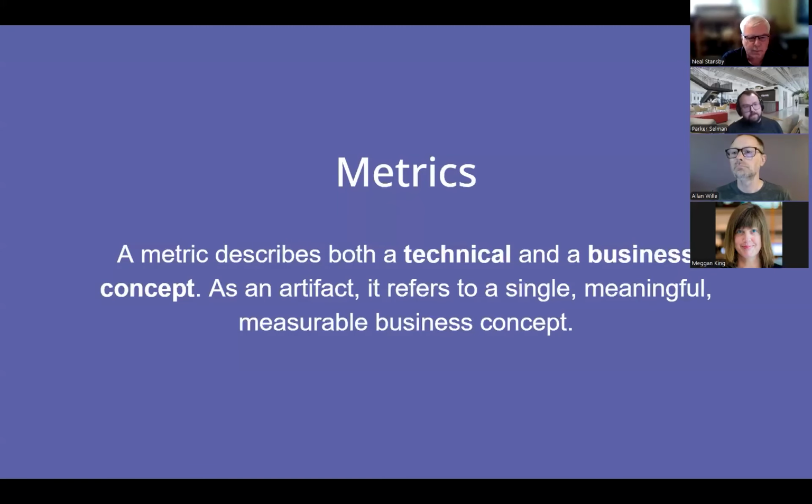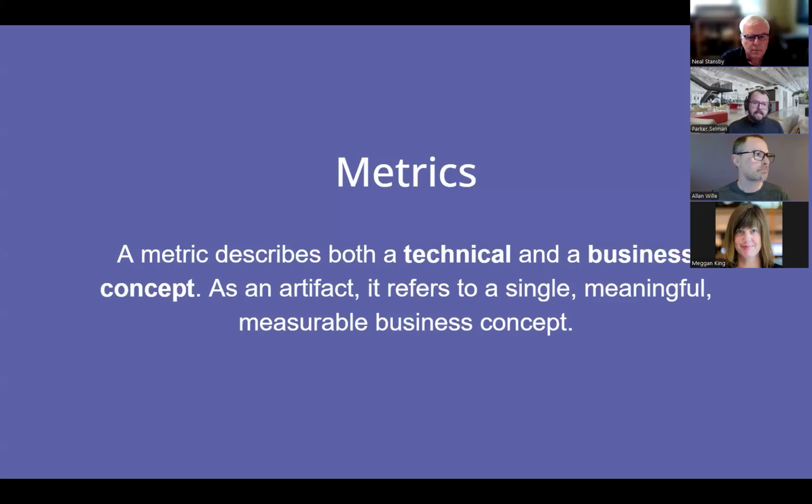So let's get into it. First, it's important we discuss metrics and what metrics mean to us. So a metric describes both a technical and a business concept. This is important because two audiences need to be able to speak the same language when it comes to a metric. A technical definition needs to be established as far as what specific data represents that metric, but from a business user's perspective, they need to understand what that metric means in their context.